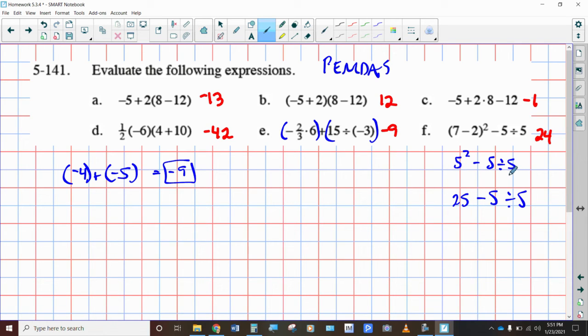And in this case, the most common wrong answer is people take 25 minus 5, which is 20, and 20 divided by 5 is 4. So if you got 4 for your answer instead of 24, then you accidentally subtracted before dividing, and dividing is the higher priority. So 5 divided by 5 is 1, so you get 25 minus 1 is 24.